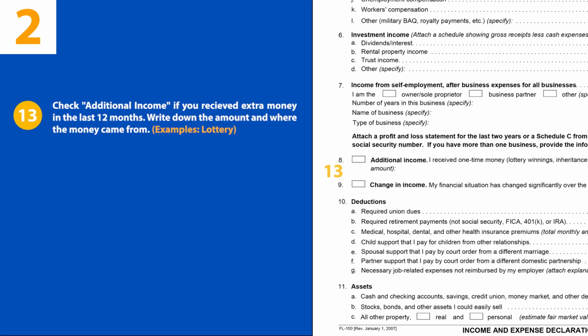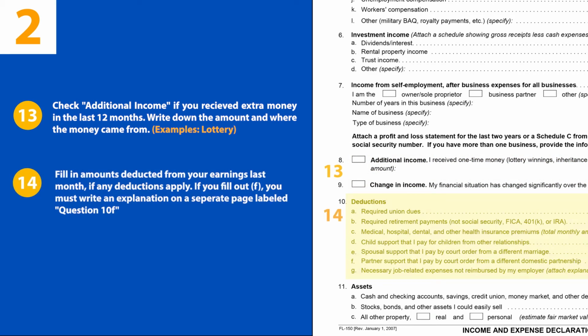Check additional income if you received extra money in the last 12 months. Write down the amount and where the money came from. Fill in amounts deducted from your earnings last month if any deductions apply. If you fill out F, you must write an explanation on a separate page labeled Question 10F.